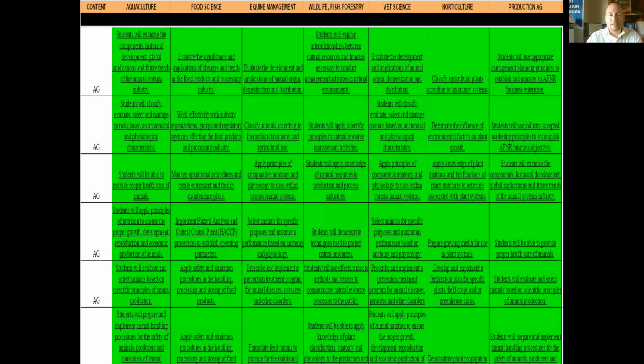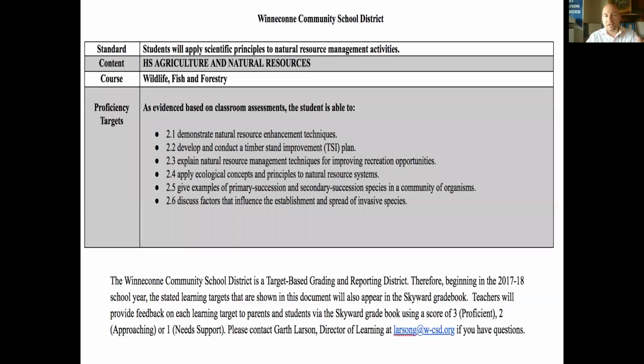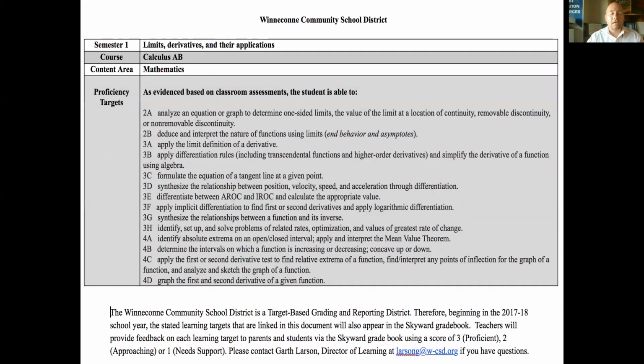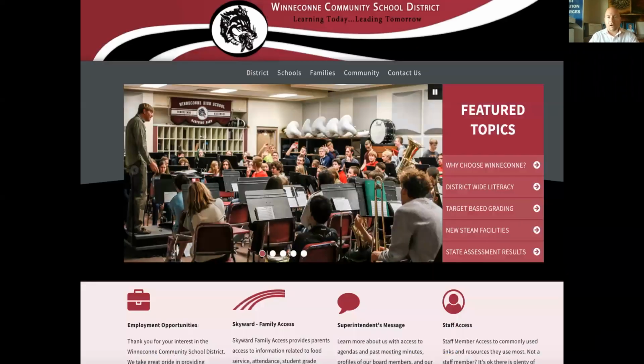Again, here's how it is for our agriculture and natural science courses. These are targets that are affiliated with this particular standard, apply scientific principles to natural resource management activities. So again, there are a bunch of examples in the book of how you can find these. I'm going to walk you through that in a second. This is from math, so it goes all the way up to calculus, and again, how those targets are written. If you want to find any of our targets, they are online.